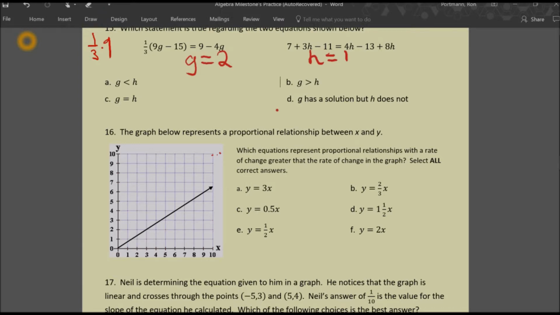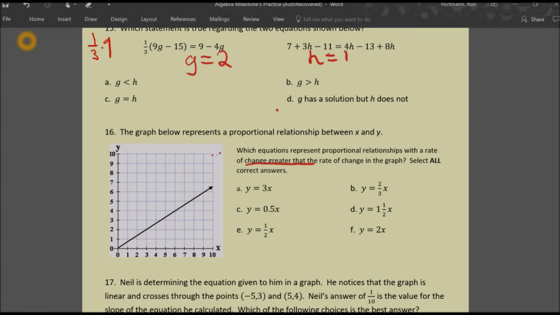We're going down here to 16. It says the type of graph below represents a proportional relationship between x and y. It just means it's a linear relationship. There's a relationship between the two variables here, whatever they may be in this graph. Which equation represents proportional relationships with a rate of change greater than the rate of change that's in the graph? So we're looking for, of all of the answers down here, which one has a greater rate of change than that of the graph?